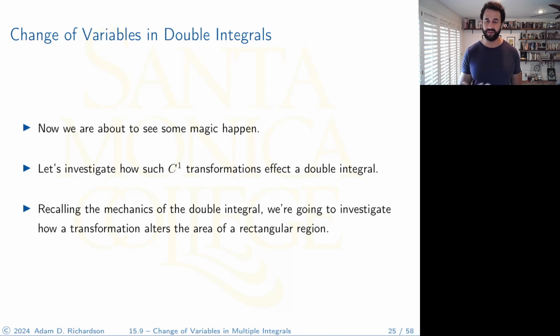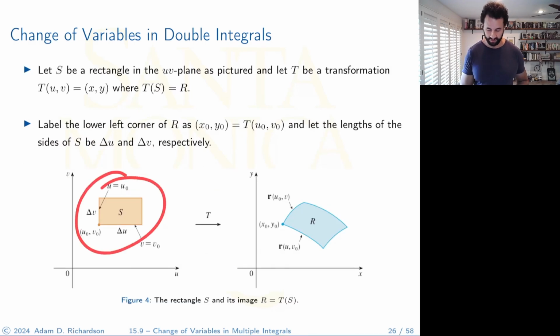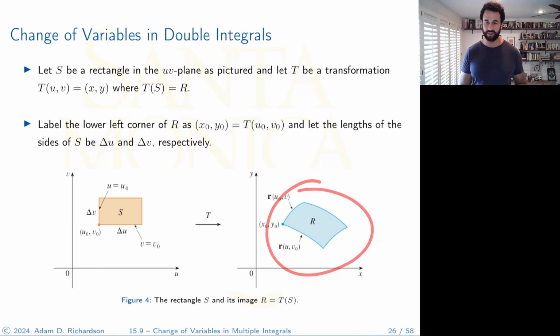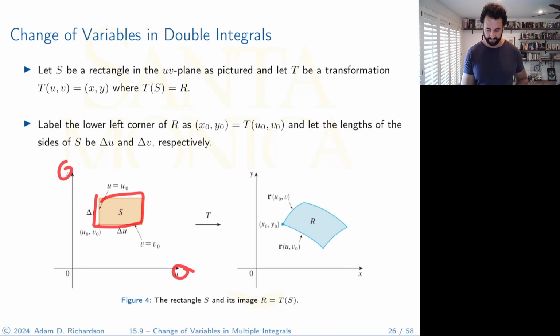Well, here we go again, broken record time. If you recall the mechanics of the double integral, we're going to investigate how a transformation alters the area of a rectangular region. So going all the way back to section 15.1 or 15.2. So this is what we're going to investigate, and this is what the image is going to look like. Let S be a rectangle in the UV plane as pictured, and we're going to let T be a transformation that goes from the UV plane to the XY plane.